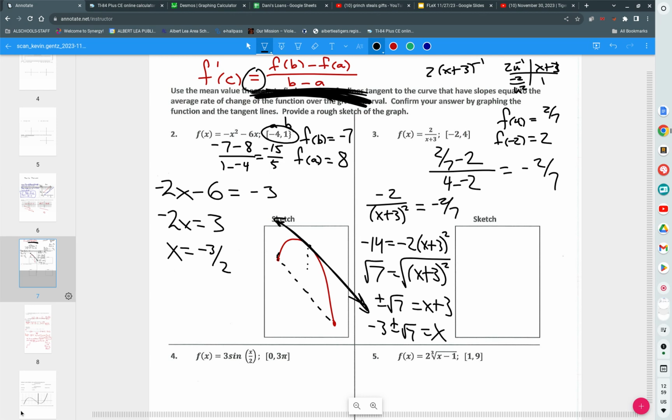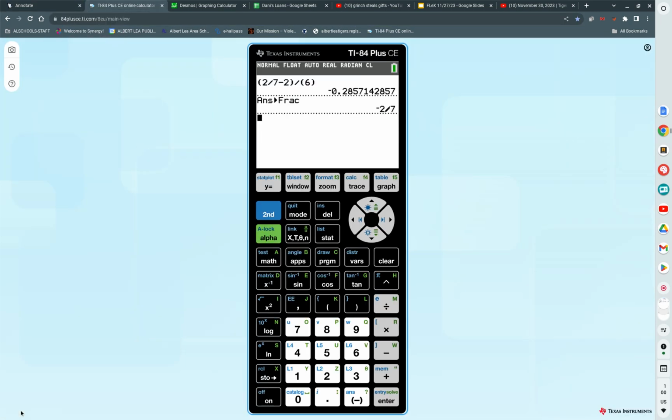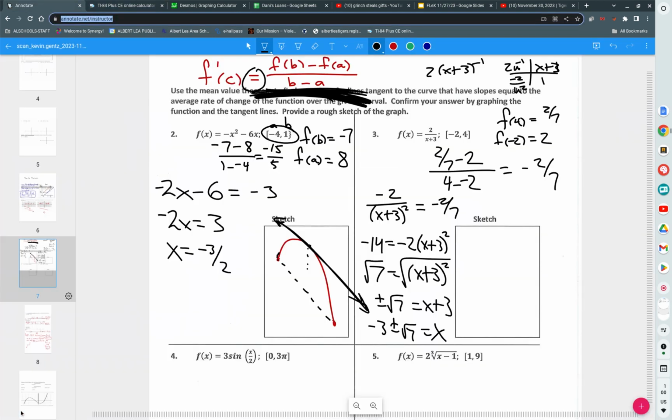So I'm going to take my calculator and I do negative 3 minus the root of 7, which is negative 5.6. Is that in the interval? No. So I do negative 3 plus the root of 7 and I get negative 0.35. Is that in the interval? Yes. So we must exclude the one that does not work, and the answer is x equals negative 3 plus the root of 7. That is the value at which we have that tangent line.